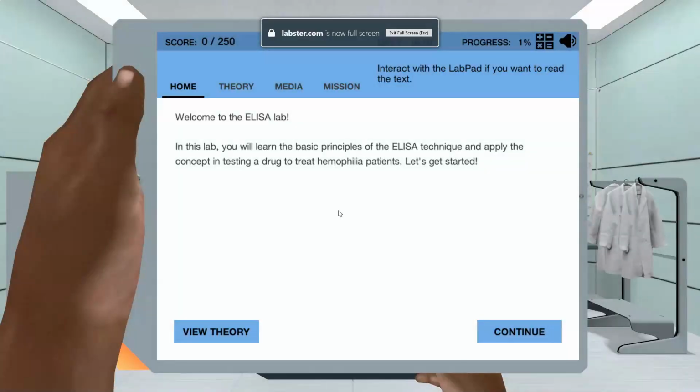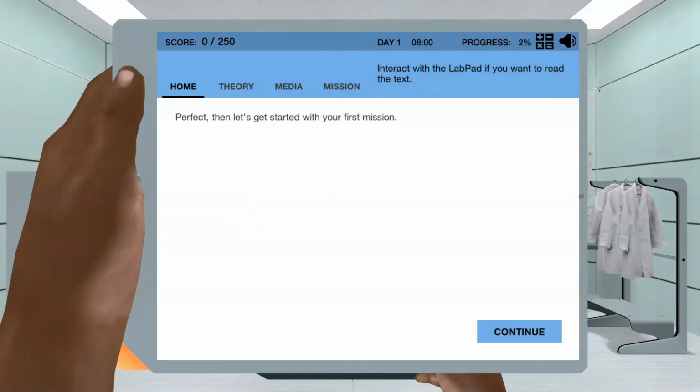Welcome to the ELISA lab. In this lab, you will learn the basic principles of the ELISA technique and apply the concept in testing a drug to treat hemophilia patients. Let's get started. Perfect, then let's get started with your first mission.